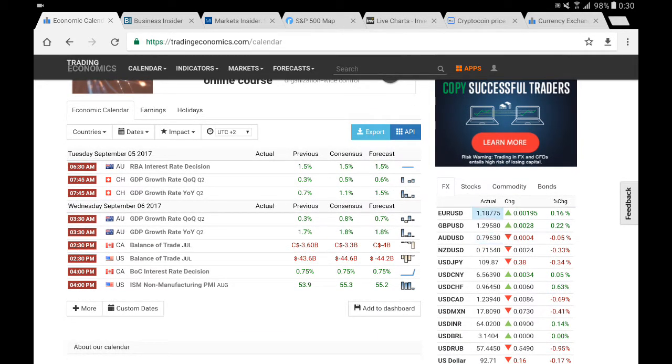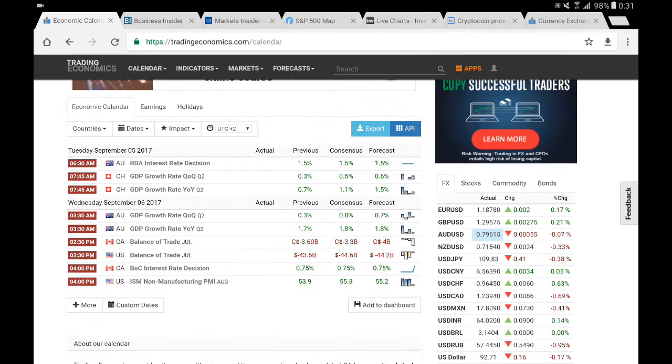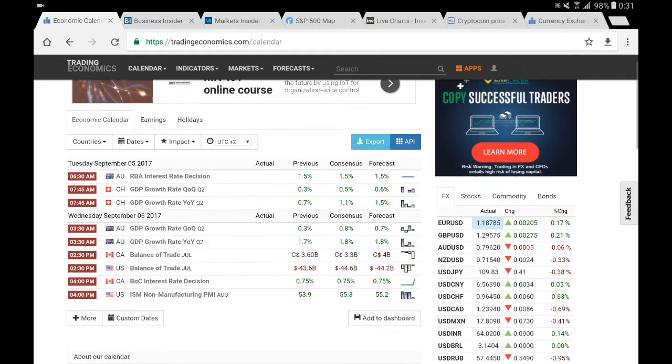Starting on Monday, September the 4th, we have nothing of great impact. And next on Tuesday, September the 5th, we have the RBA interest rate decision in Australia. Next, over here in Switzerland, we have the GDP growth rate quarter on quarter Q2. Next, we have the GDP growth rate year on year Q2, still in Switzerland.